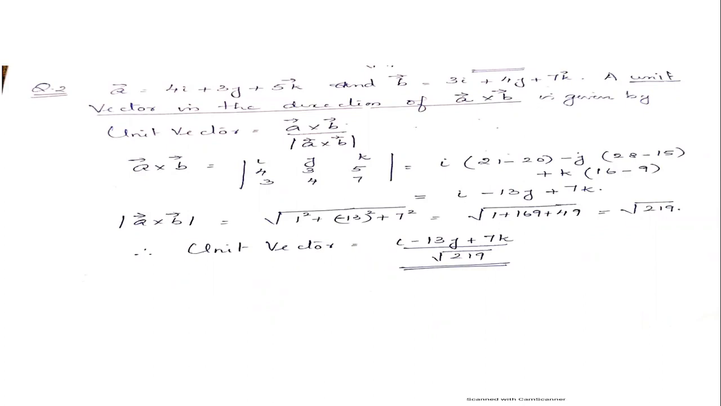So first we find A cross B, which is equal to the determinant with rows i j k, 4 3 5, 3 4 7. The answer will be i minus 13j plus 7k. When you take the modulus of A cross B, you will get root of 219. Therefore, the unit vector is i minus 13j plus 7k divided by root of 219.